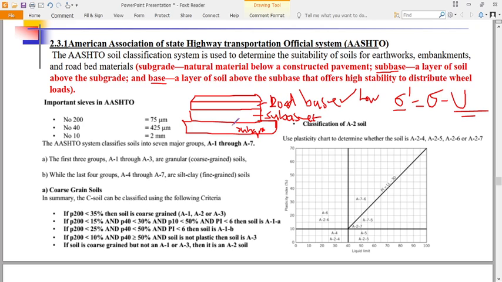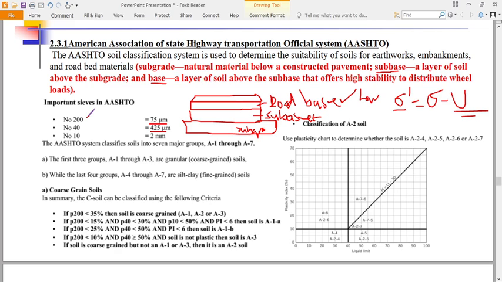For the actual calculation, we use three boundary sieves. This is sieve number 200, almost 75 micrometer, sieve number 40, which is about 425 micrometer, and also sieve number 10, which is 2 millimeter. So the first sieve we normally use is sieve number 200.